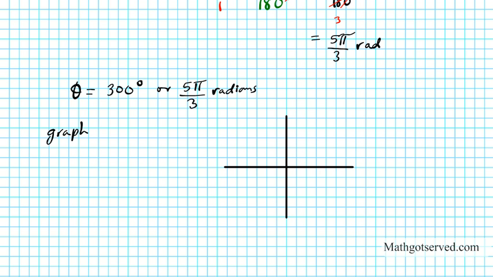Now, this is positive 300 degrees, right? Positive 300 degrees, so we'll start from 0. Positive rotation means you're going to be going up. That's positive. If it were a negative angular measure, we'd go the other direction. So don't forget, positive is counterclockwise or up, negative is down or clockwise. But we're going up this time.